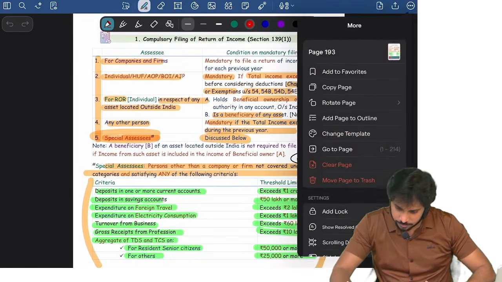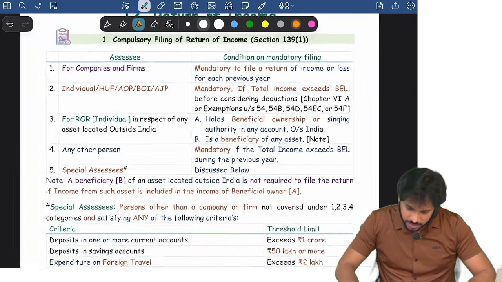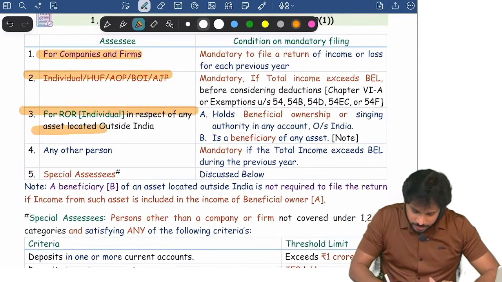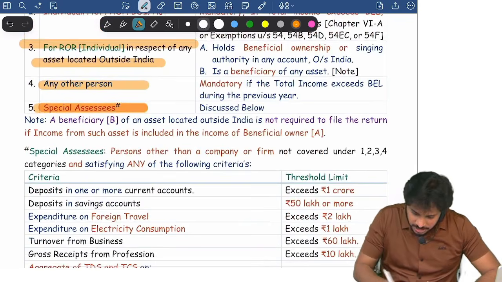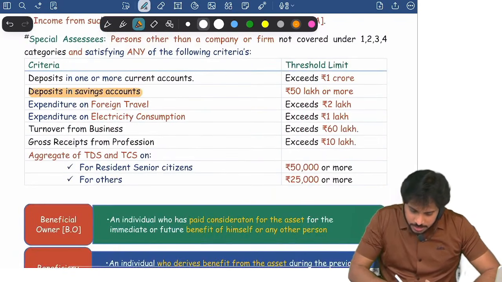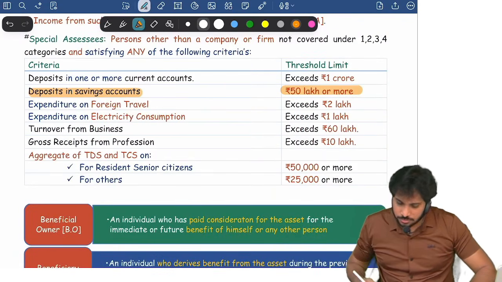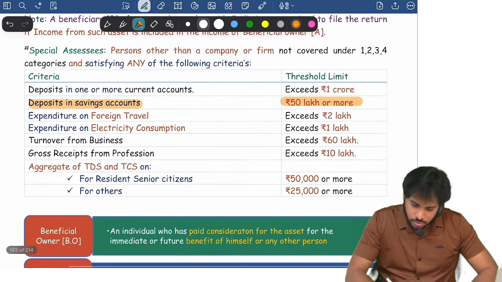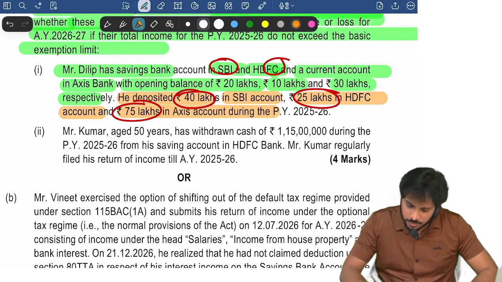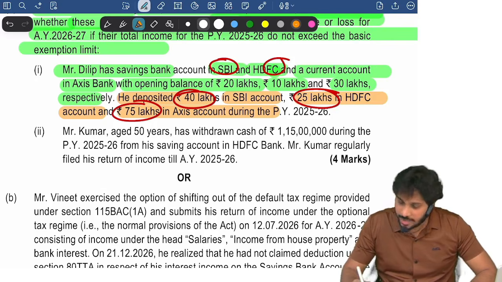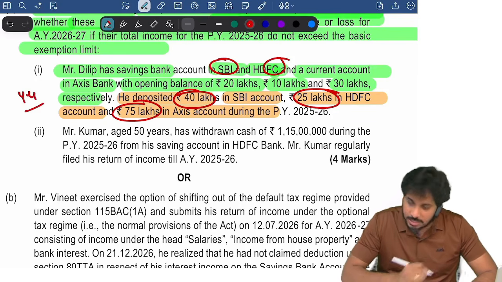Look at this. Who has to file return of income? 5 categories of SSS have to file return of income. Special SSS. Who? Deposit in savings account 50 lakh or more. Able to understand? So they have to file. The answer is yes. Correct?